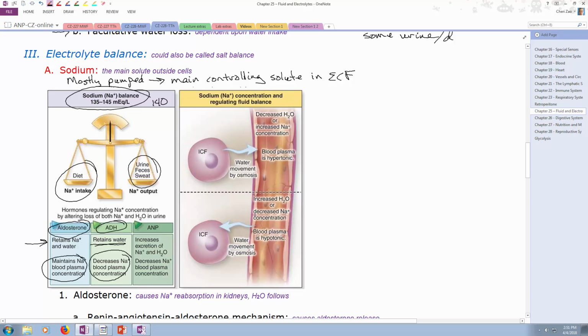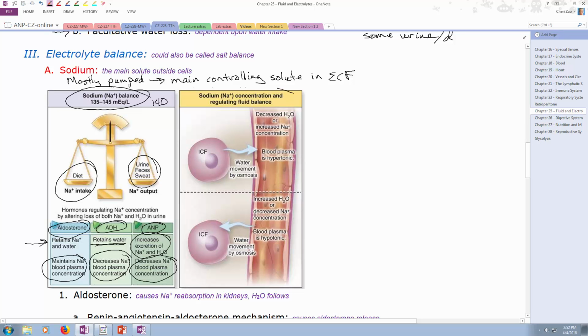We are going to talk a little bit more very soon about ANP, atrial natriuretic peptide. That actually increases the excretion of sodium and water. It reverses all of the mechanisms for sodium and water retention. And by doing so, will decrease sodium blood plasma concentration as well as fluids.